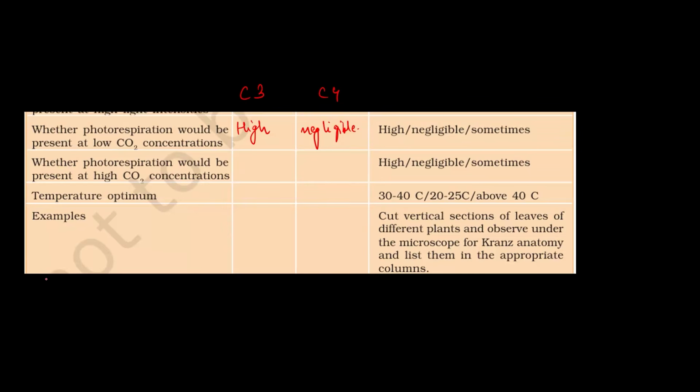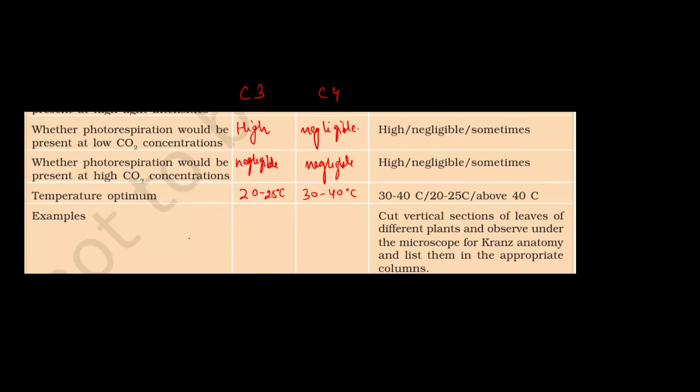Now, next is whether photorespiration will be present at high CO2 concentration. When there is high CO2 concentration, the rubisco will bind to CO2 only, and hence no photorespiration will happen. So the answer will be negligible in both the cases. Now, if we talk about the temperature optima, we have just seen the temperature optima for C3 plant is 20 to 25 degrees Celsius, and for C4 plant is 30 to 40 degrees Celsius, right?